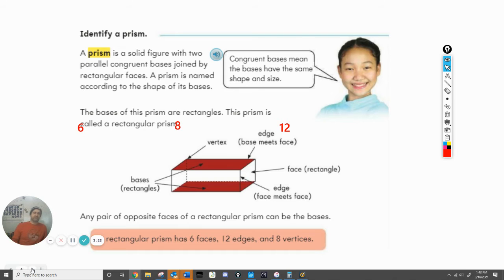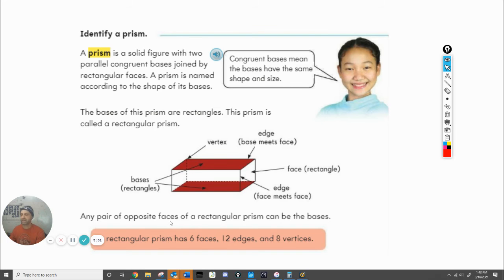A prism is a solid figure with 2 parallel congruent bases joined by rectangular faces. Parallel means always the same distance apart. Congruent means equal or the same. A prism is named according to the shape of its bases. So in this case, we have a rectangular prism because its red top and bottom bases are rectangles.